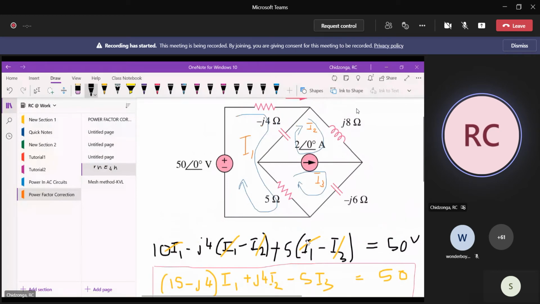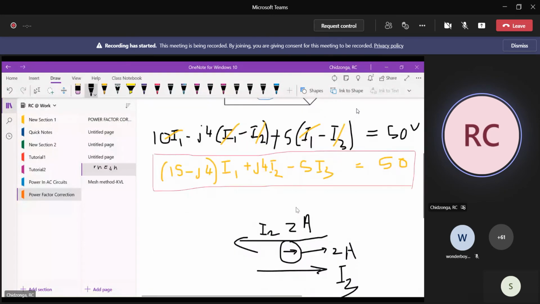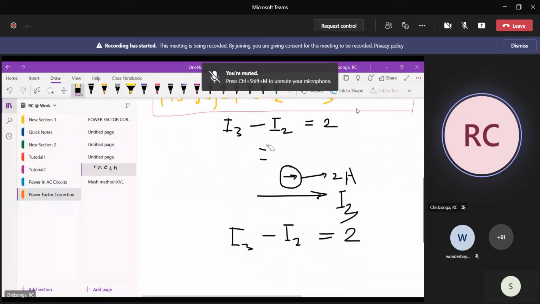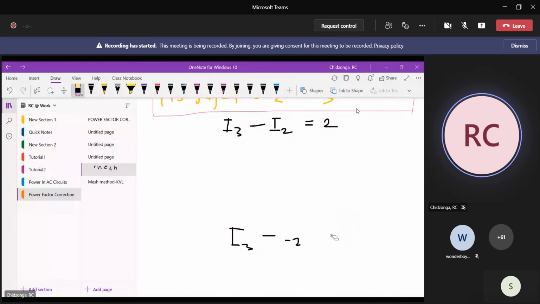That is your second equation. So we can write it here. I3 minus I2 is equal to 2. So this here I can take out, it was just to explain. Right? So I'm going to box this one again.